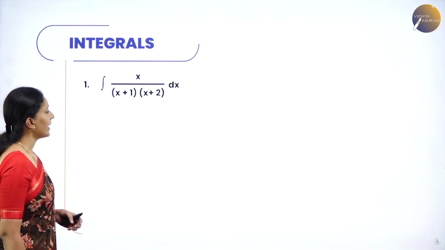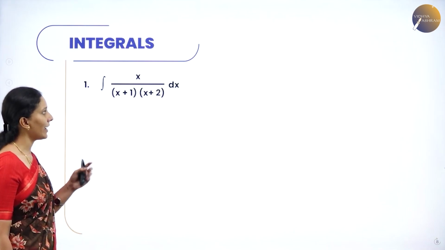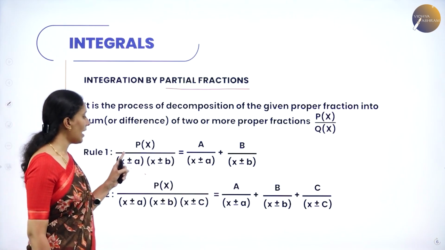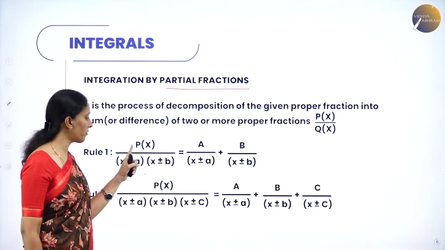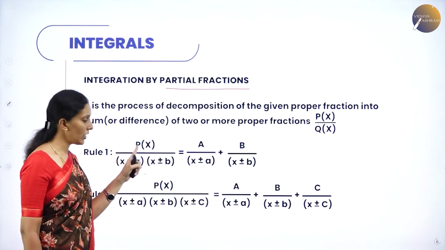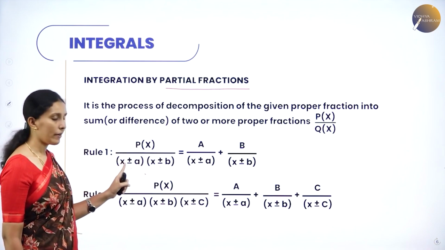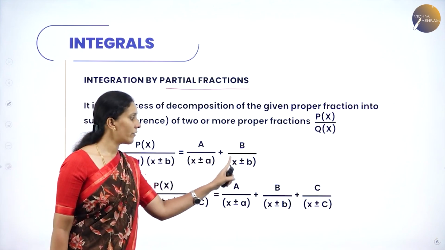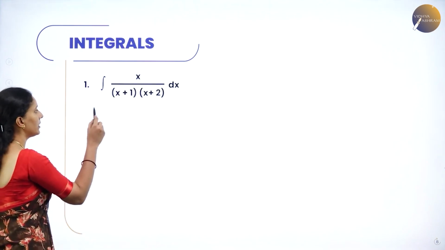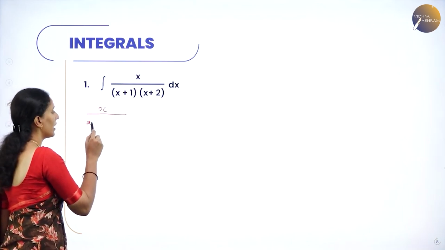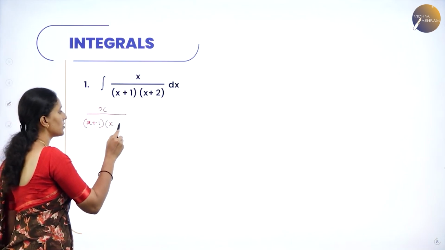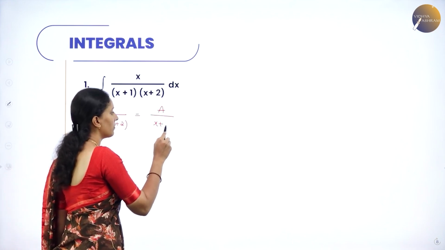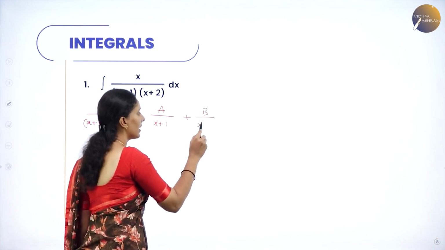First one, we have to find the integral of x divided by x plus 1, x plus 2 with respect to x. See here, when you have a polynomial function in the form of p of x by q of x, the given expression is x divided by x plus 1, x plus 2. So write the first factor in one fraction, write the second factor in another fraction. So let's write it: x divided by x plus 1, x plus 2 equals a divided by x plus 1 plus b divided by x plus 2.